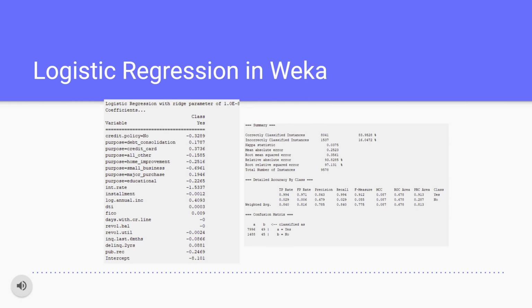So using that context of how to interpret logistic regression model output, here's the actual output that our group received when performing a logistic regression in Weka. As you can see, the variables with the highest coefficients are interest rate, purpose equals small business, and log annual income, in that order.